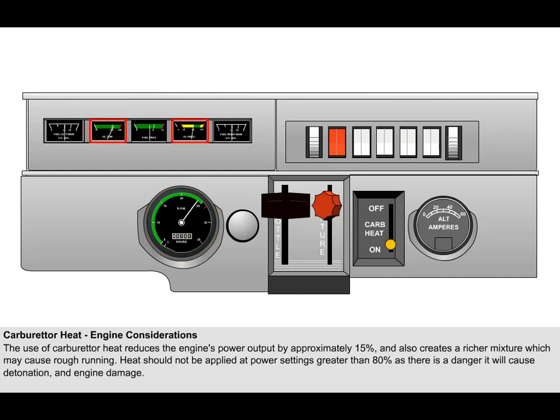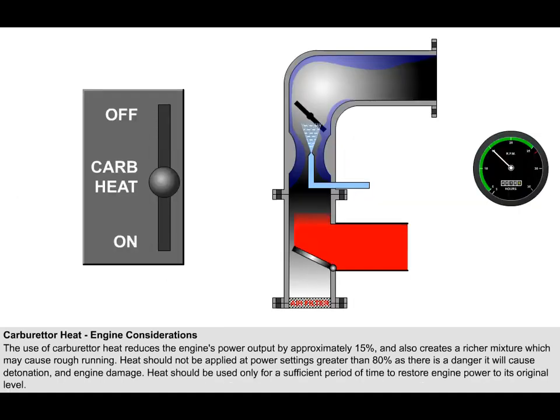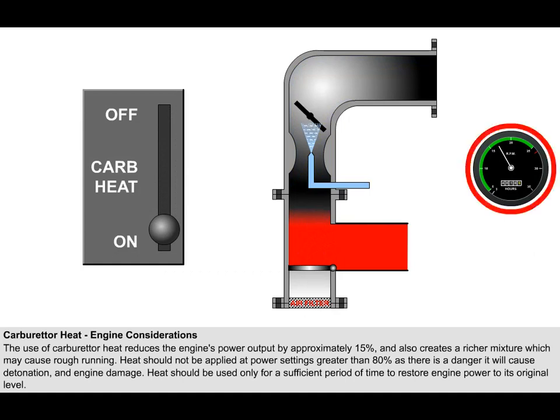The continuous use of carburetor heat should be avoided because of both the change of mixture strength and also the increase of engine temperature it causes. Heat should be used only for a sufficient period of time to restore engine power to its original level. This restoration of power, when the control is returned to off, will be indicated to the pilot by the engine RPM or the manifold pressure increasing to above its level prior to the application of heat.